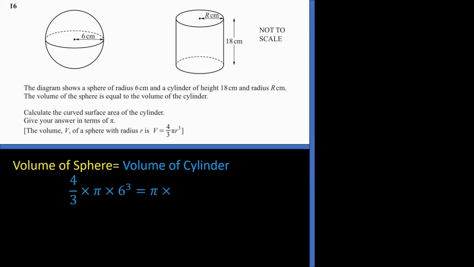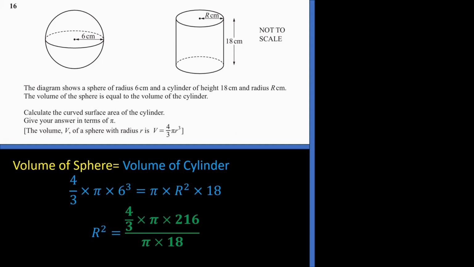And then we are given something that can help. The volume V of a sphere with radius r is V equals 4/3 pi r cubed. So how do we actually calculate curved surface area of the cylinder with the information given to us? So here we look at the volume of sphere. We are told that the volume of the sphere is equal to that of the cylinder. So we are going to create equality between the two.